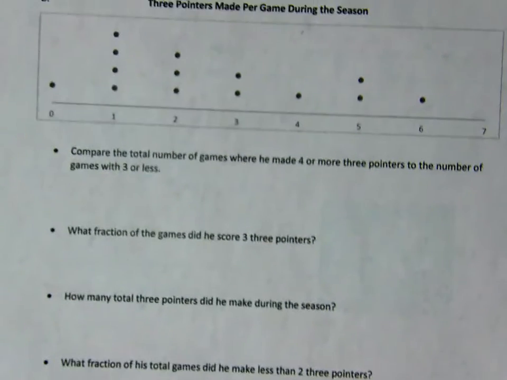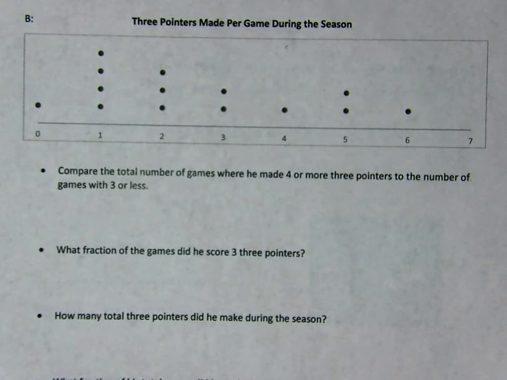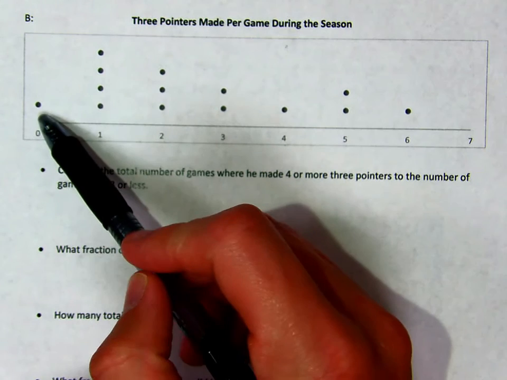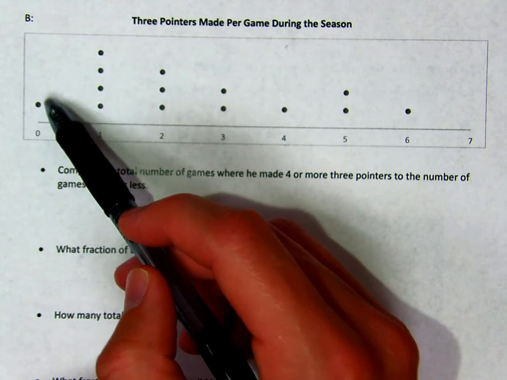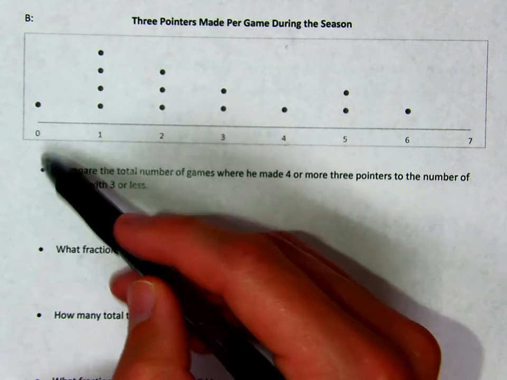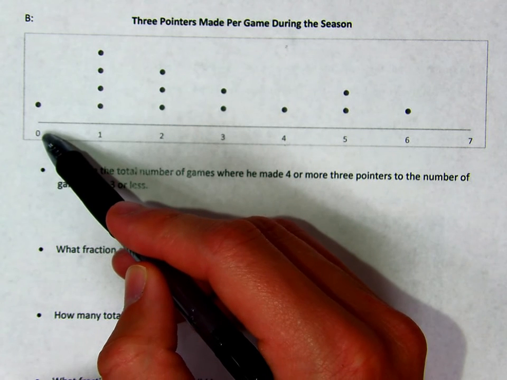we've got a dot plot now. So this is 3-pointers made per game during the season. So let me be clear about this. This point means that he had one game where he scored, or she scored 0 3-pointers in that game. Okay, move on to this one.